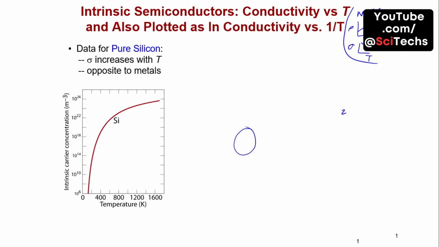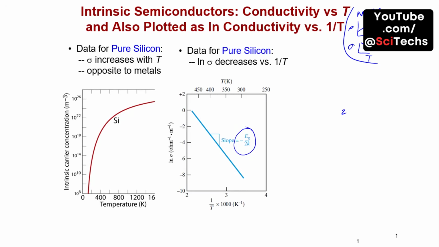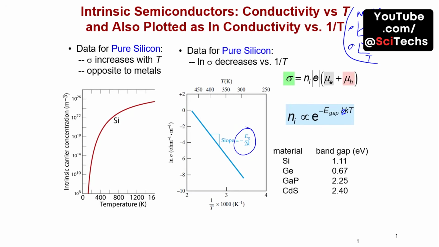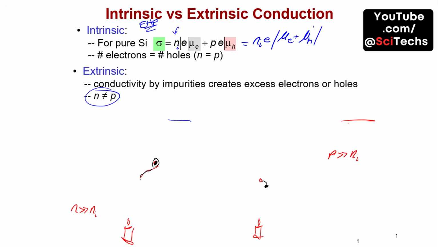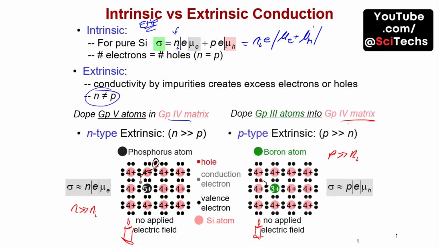For pure silicon, conductivity increases with temperature, which is opposite to the behavior of metals. The relationship between conductivity and temperature can be plotted as conductivity versus 1/T, showing a clear trend. Intrinsic conduction occurs in pure semiconductors, while extrinsic conduction is influenced by impurities.